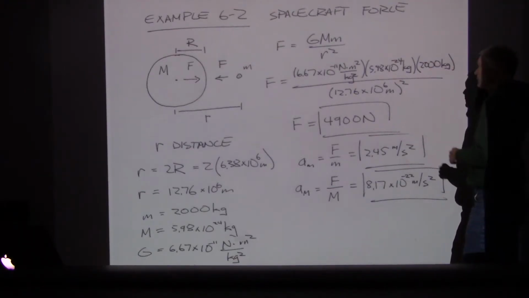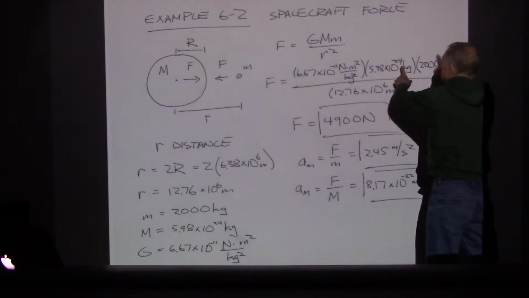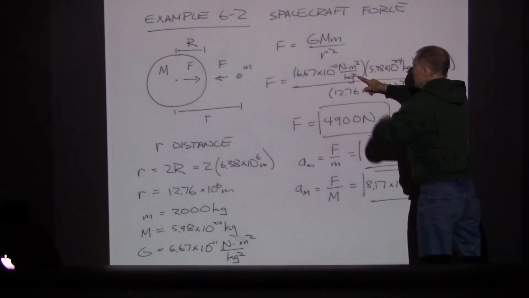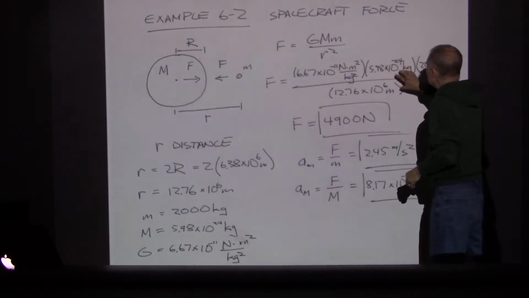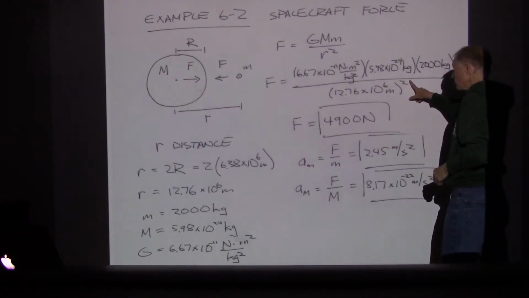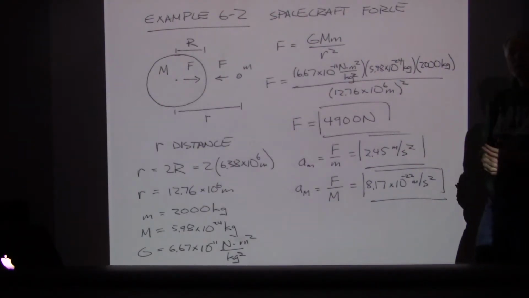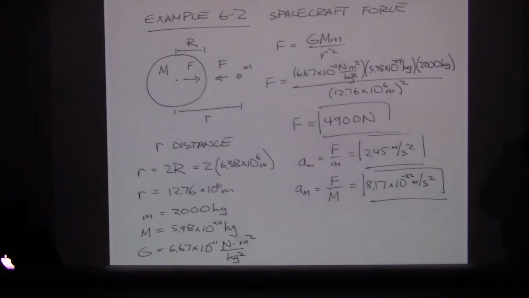So I took all of that. Again, the kilograms squared here cancel with the kilograms squared here. The meters squared here cancel with the meters squared. And I'm left with newtons. And it worked out to be 4,900 newtons.